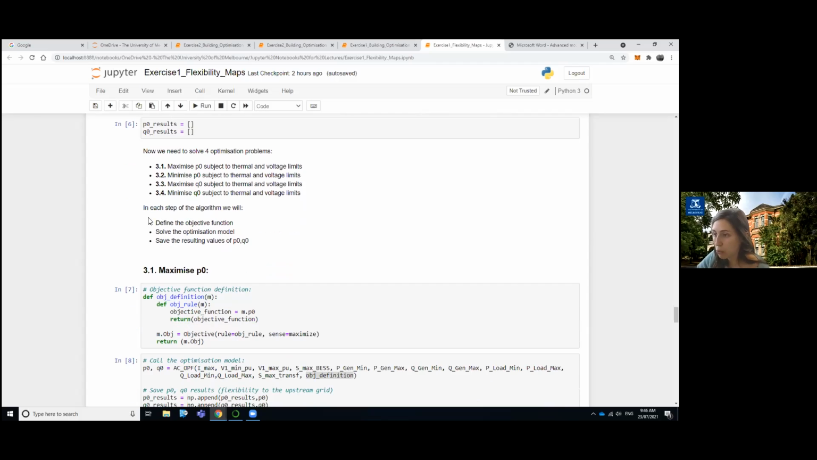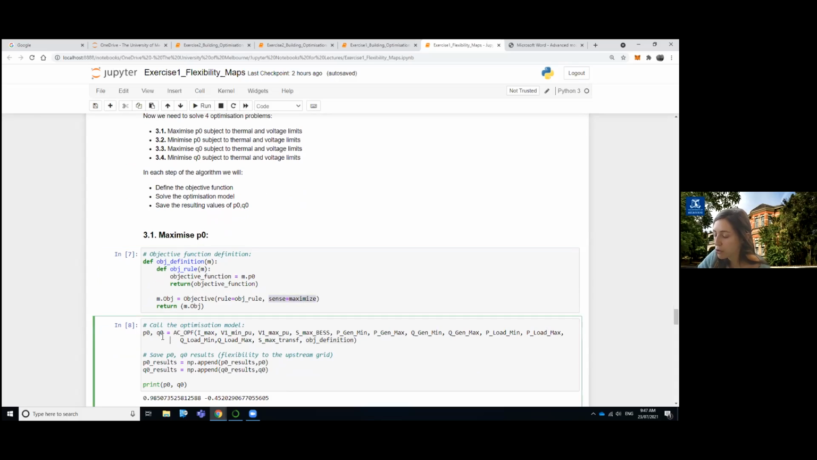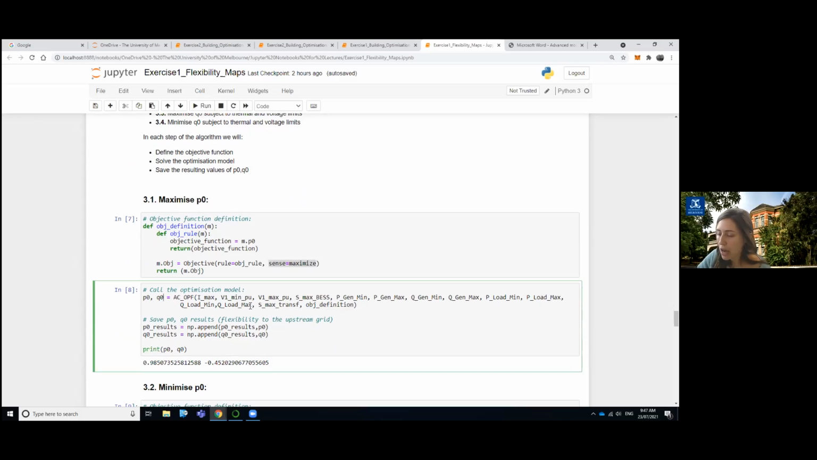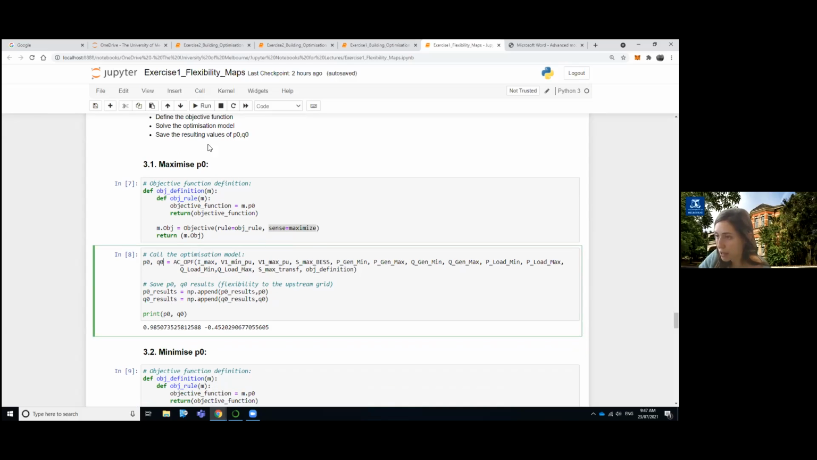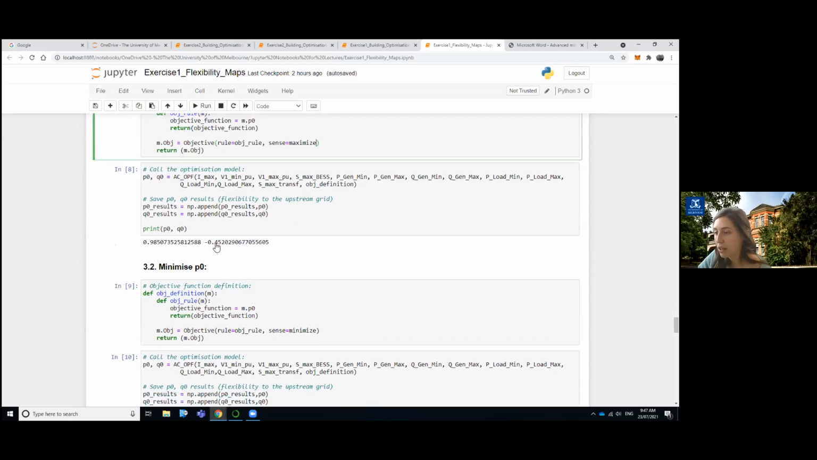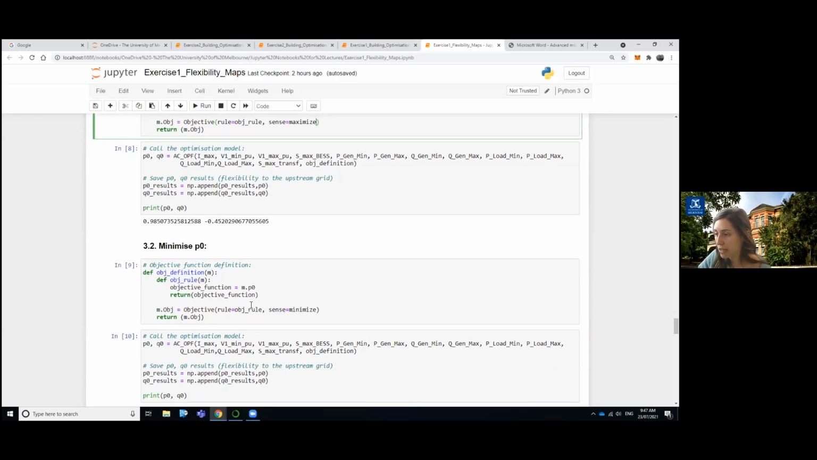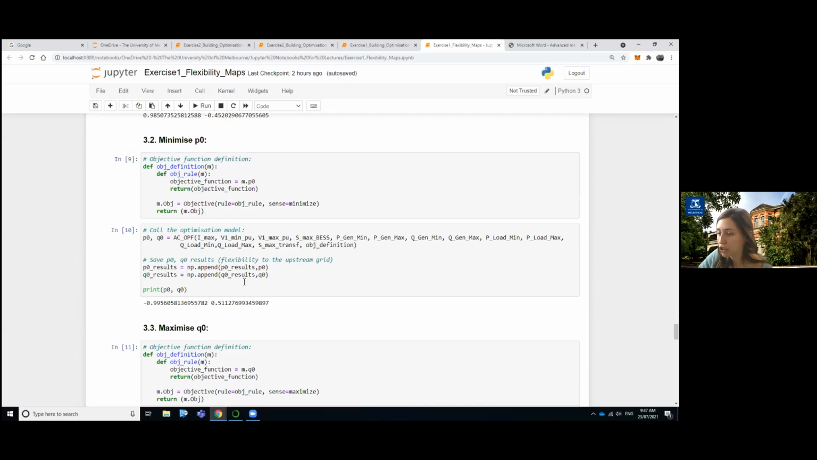In each step, what we're doing is defining the objective function. You can see that here in this first case, maximizing P0, this is the role of the objective function, and the sense is maximize. Second step, solve the optimization problem. So we call that function that we created before, and we save P0 and Q0 in this array that we have created to keep saving the results. And essentially, we have to repeat this for all the remaining cases, just changing the objective function.